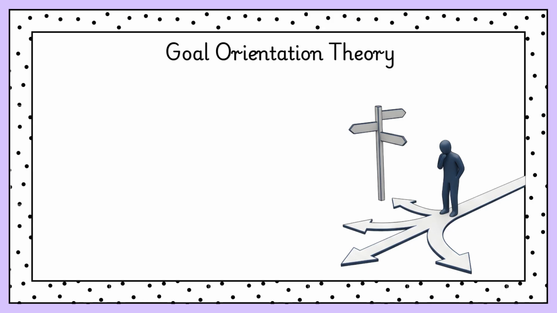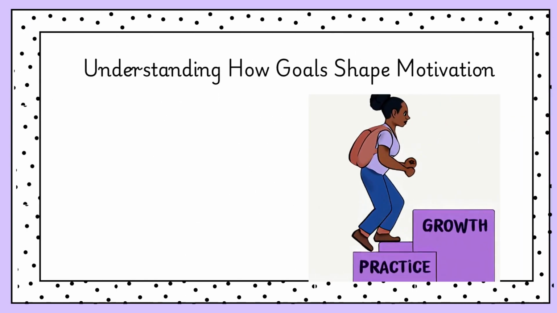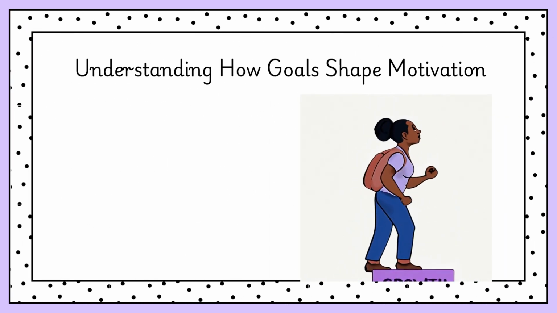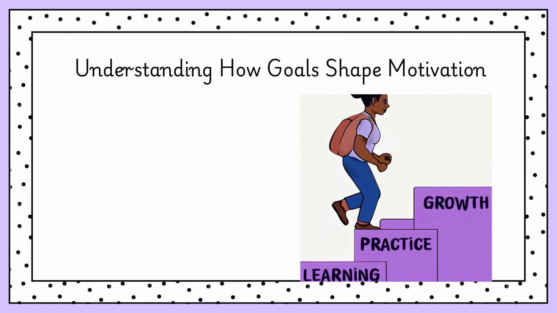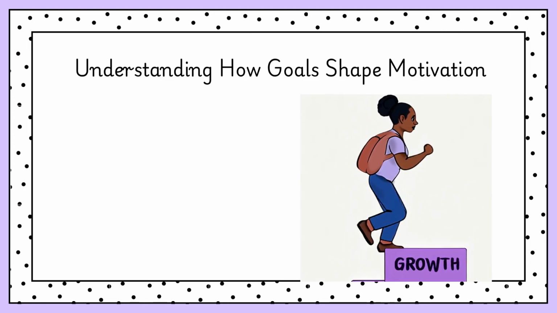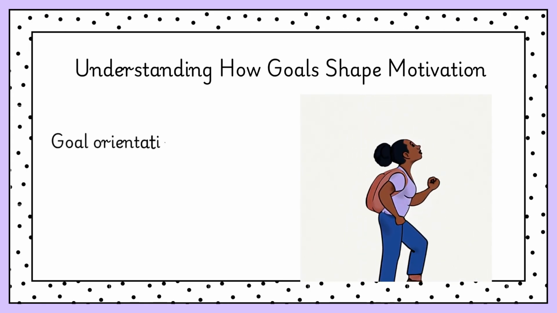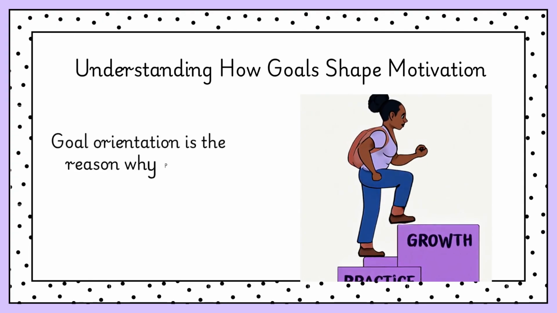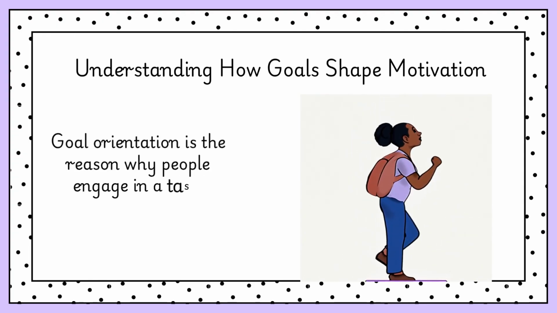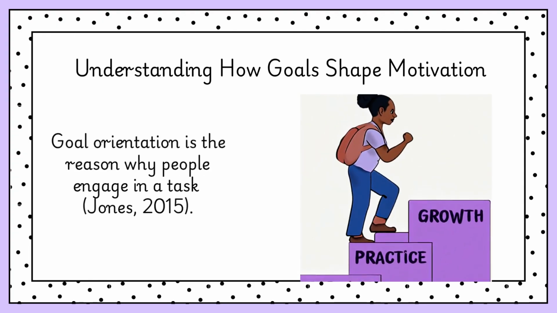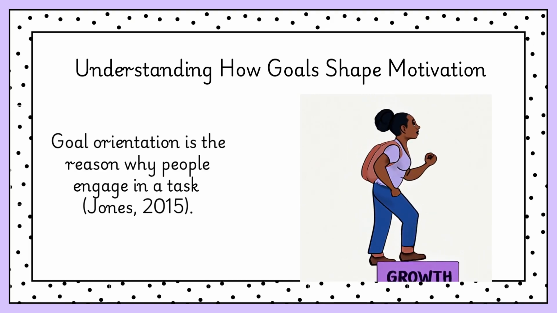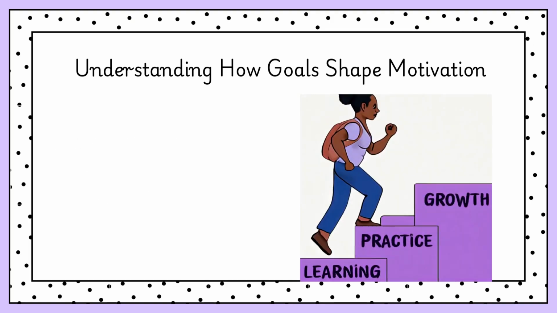Individuals with a growth mindset believe abilities can improve through effort. Alternatively, those with a fixed mindset, entity theory, believe abilities are relatively stable and difficult to change. The common misconception is goal orientation is just goal setting. According to Dweck, 1992, goal setting is a specific outcome that is to be achieved. Goal orientation is the reason why people engage in a task. Jones 2015. These reasons could include their desire to prove competence to others or to develop competence for themselves.